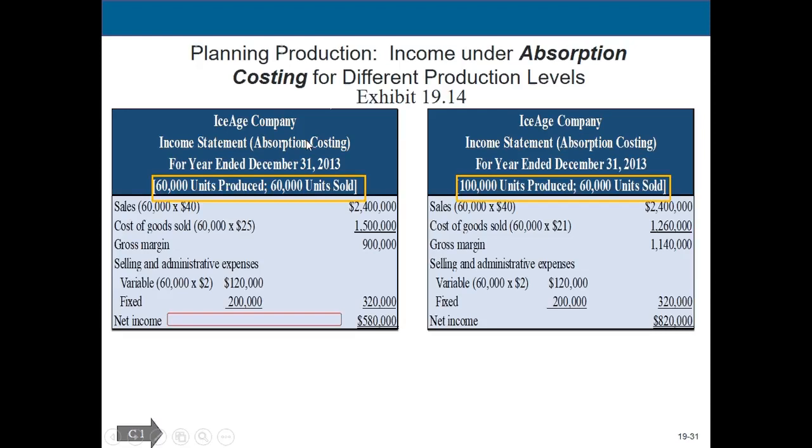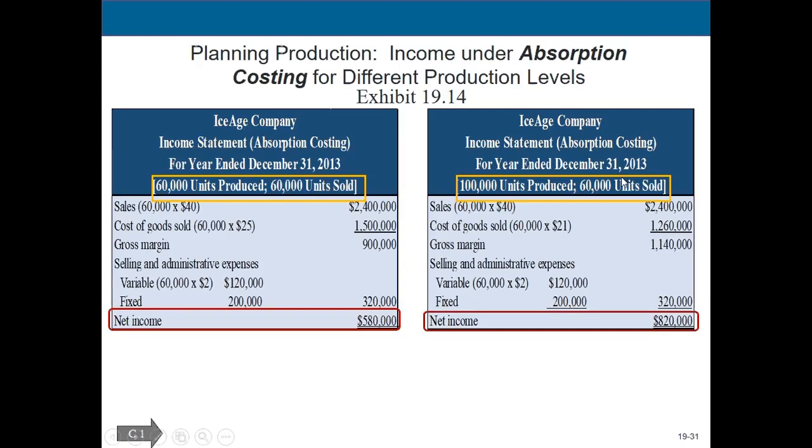Here it is. The income statement under absorption costing is 580,000, right? Full costing, right? And this is at 60,000 units produced, but 60,000 units sold. So if we actually sold what we produced, this is real. This is our net income. But if we produced 100,000 units and still only sold 60, meaning we stuck 40 over in inventory, it's going to make the income look like 820,000.